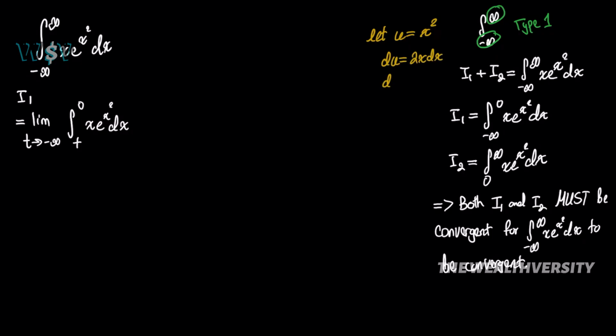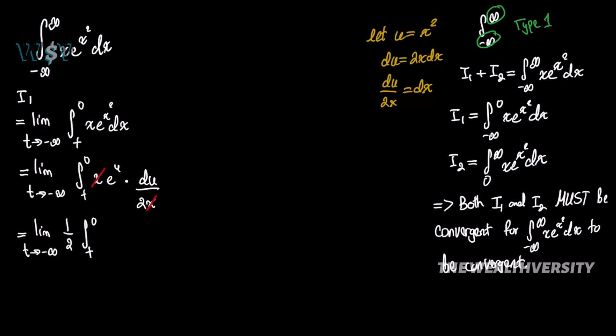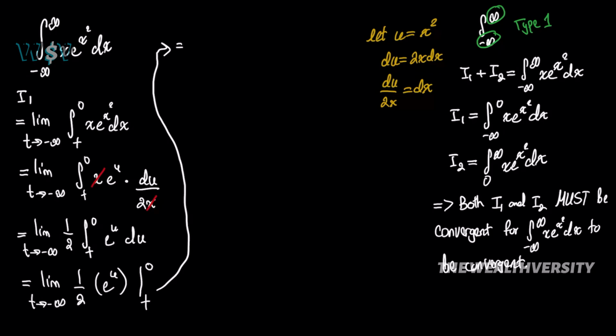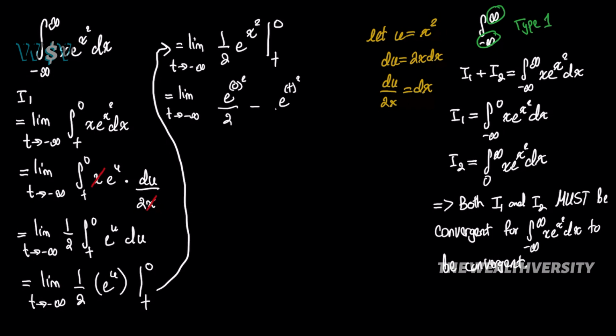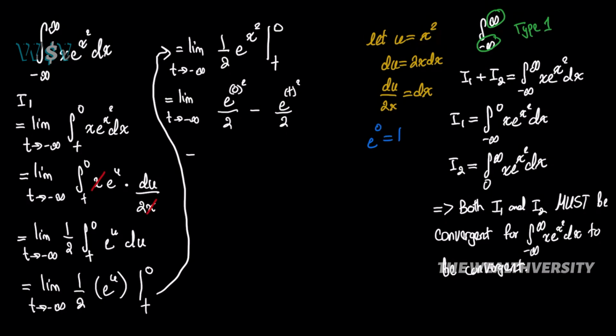And by isolating for dx, we get that it is equal to du over 2x. Now we plug these back into our integral, and we see that the x cancels. So we factor 1/2 out of the integral. We are left with the integral of e to the u, which has the antiderivative e to the u. We sub x squared back in for u and evaluate it from t to 0, and know that e to the 0 is just 1. So we are just left with 1/2 plus e to the t squared over 2.